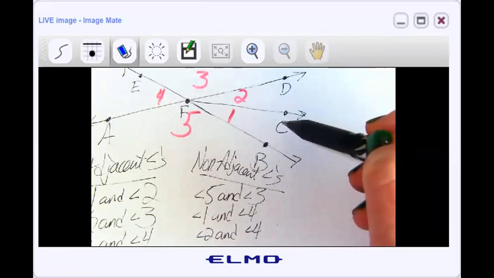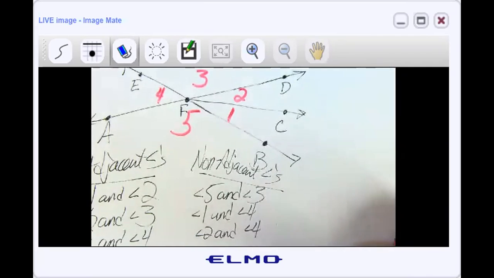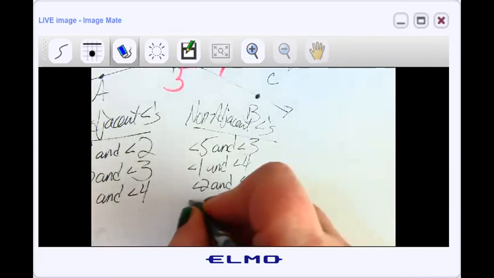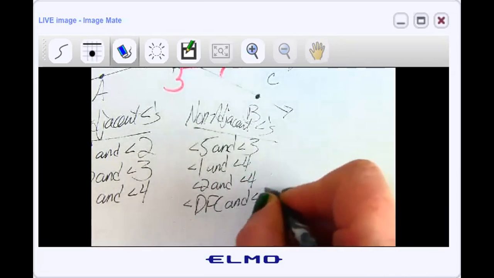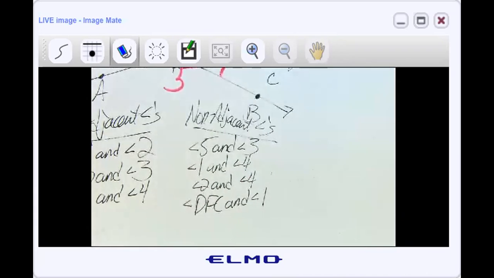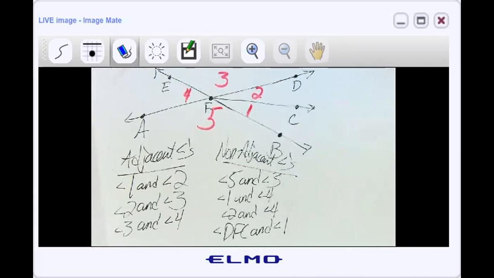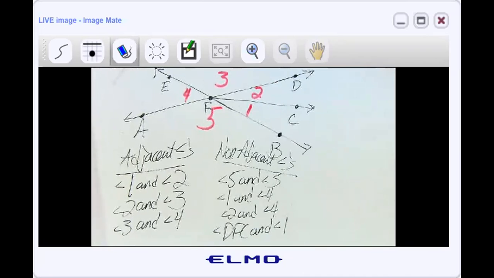So those 2 angles, they can't count. So I'm going to add that to my list here. Angle DFC and angle 1. They cannot be adjacent. They fail. Now, that doesn't mean that every time you have a big angle that it fails, because DFC is adjacent to someone. Can anybody tell me?